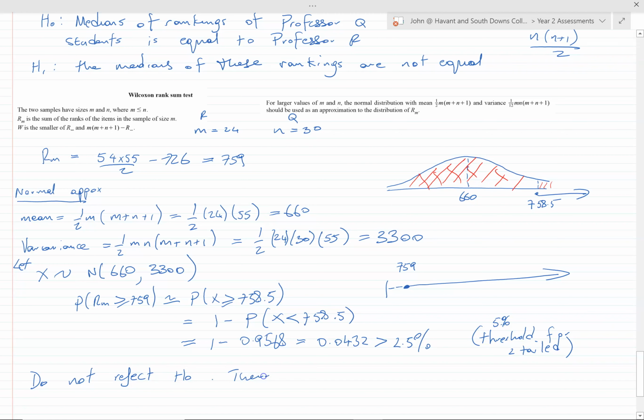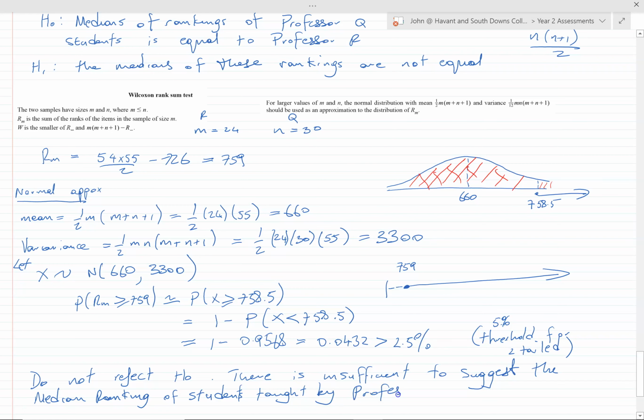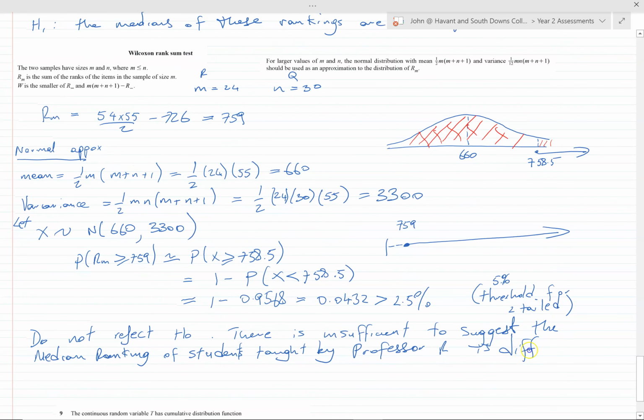There is insufficient evidence to suggest the median rankings of students taught by Professor R is different to that of Professor Q.